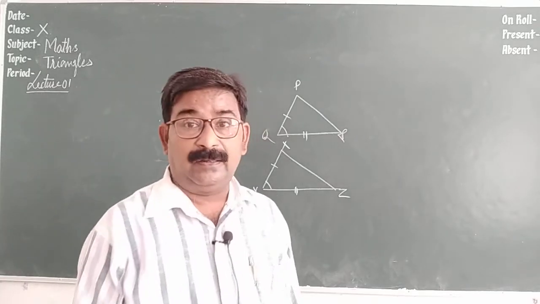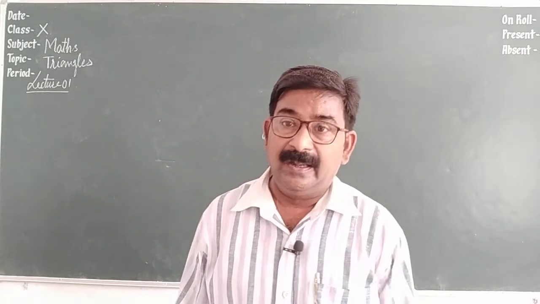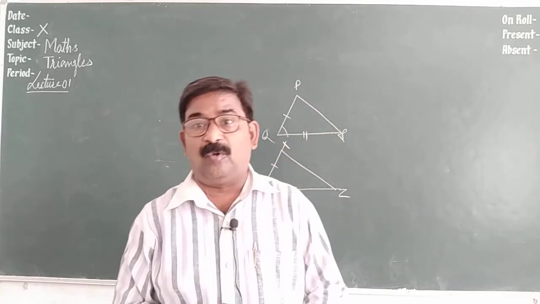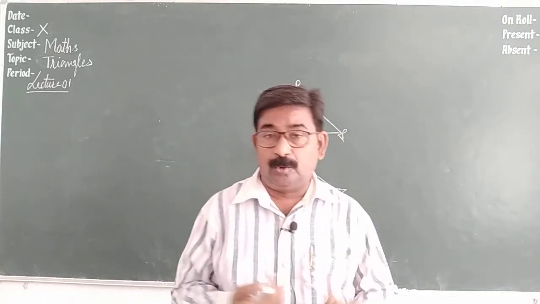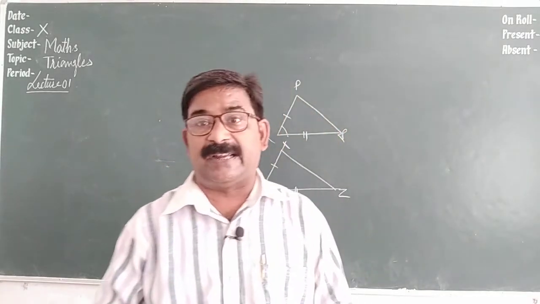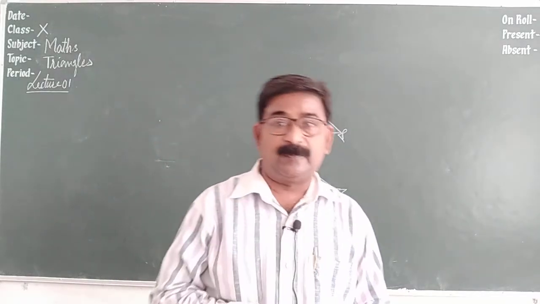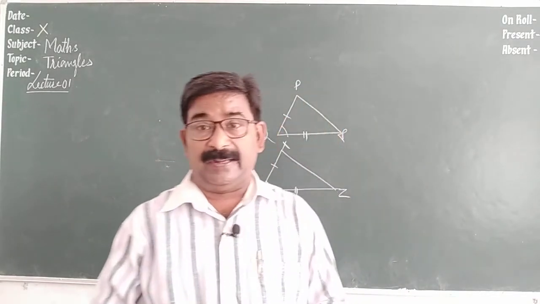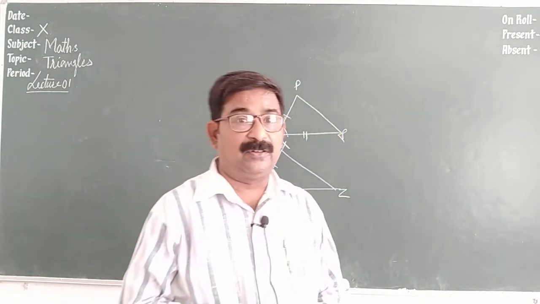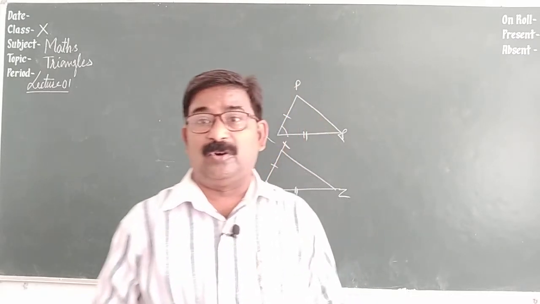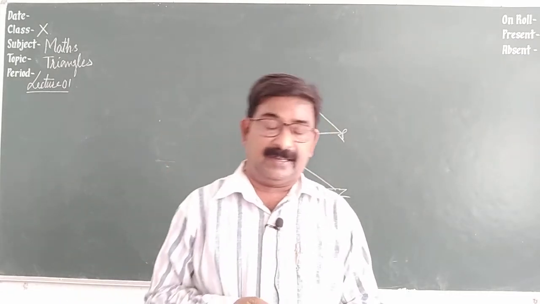Similarly, ASA criteria, angle side angle. If two angles and one included side of one triangle are respectively equal to two angles and one included side of another triangle, then the triangles are said to be congruent by ASA criteria.